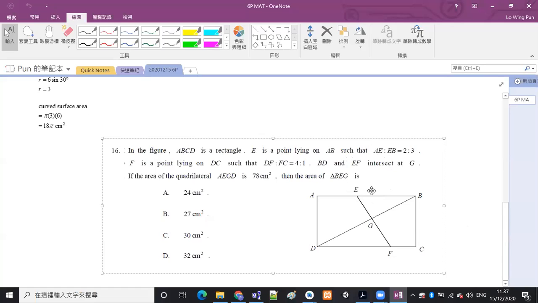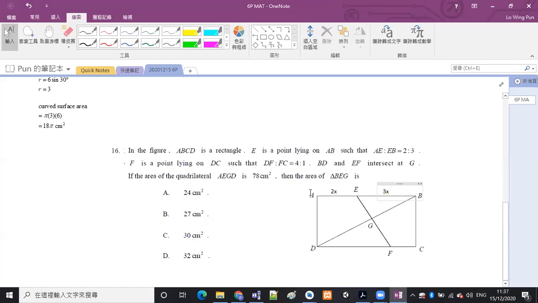E is a point lying on AB such that AE to EB is 2 to 3. So this is 2 and this is 3. I'm going to let it be 2x and 3x, because of the K method. With the K method, we have a ratio, and if we really need the actual value, we are going to use 2K to 3K. But I see that there are more than one ratio, so I'm going to use 2x, 3x, and then the other one will be 4y and 1y.